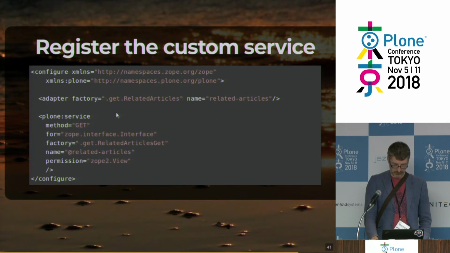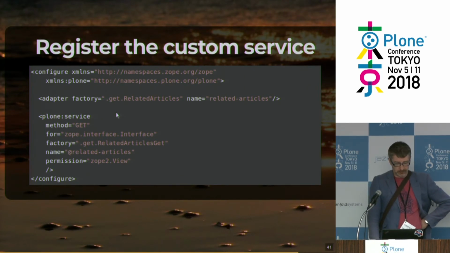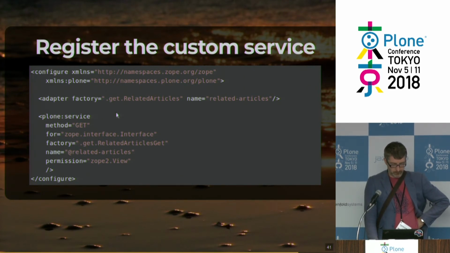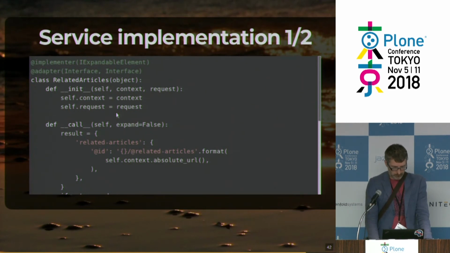This is the registration in the ZCML file. Basically two parts. The first is just an adapter, which is doing the actual work, like searching for related content by a category with a normal catalog search. And the second is the registration for the service, for the REST API, which basically takes the adapter and uses it and gives back the information.